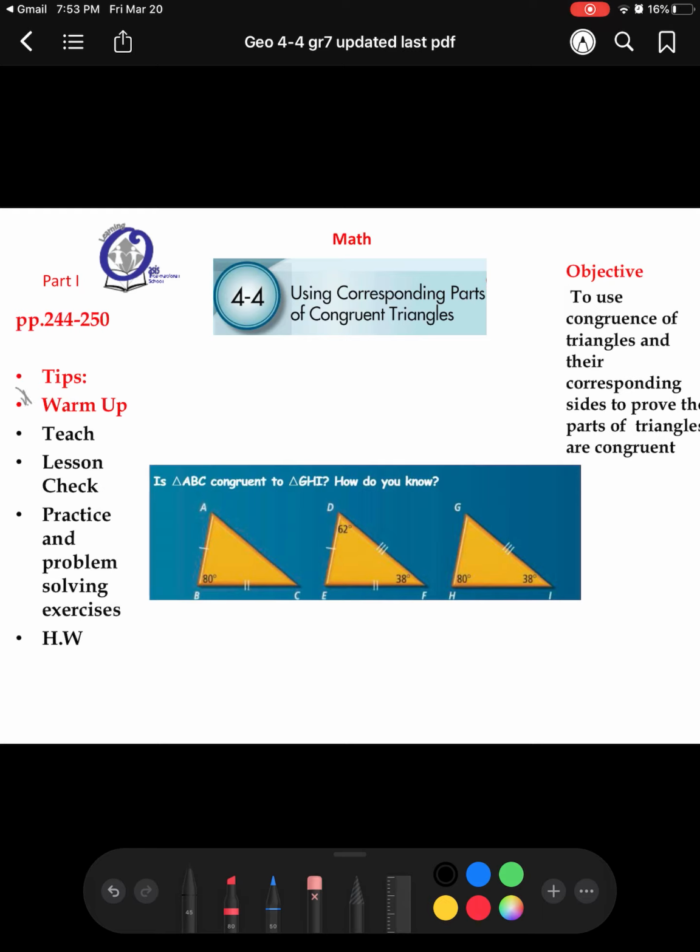The question is telling us, is triangle ABC congruent to triangle GHI? How do you know? Now, going back to lessons 4.2 and 4.3, we've learned 4 postulates to prove the congruence of triangles. The postulates were side, side, side, and side, angle, side. This is in lesson 4.2. And in lesson 4.3, it was ASA, which is angle, side, angle, and angle, angle, side.